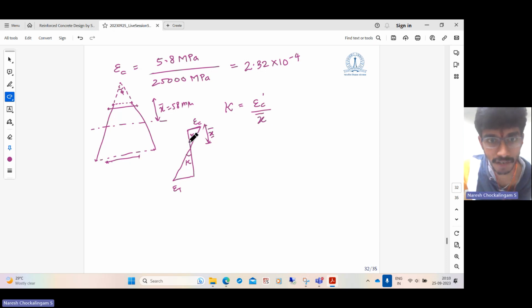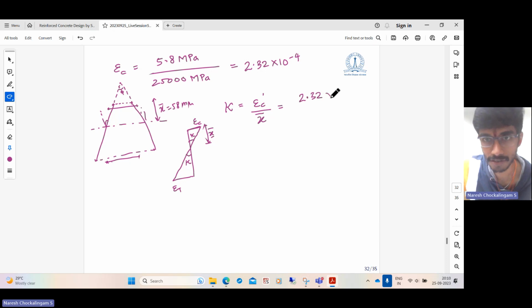The rate of change of this angle is the curvature. This angle, if you take the deformed length itself divided by the neutral axis depth, gives the rotation of the cross section. The rate of change of rotation is nothing but the curvature. This angle by this distance is the curvature. So this is phi by 2, and this is phi by 2, and this distance is xu. So phi by 2 divided by xu is the curvature.